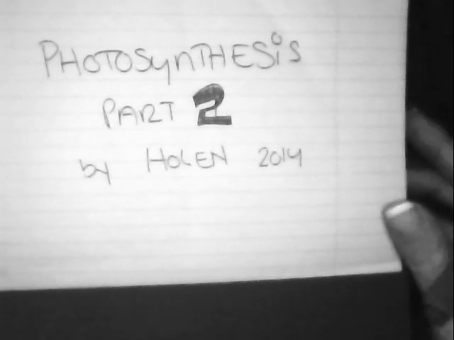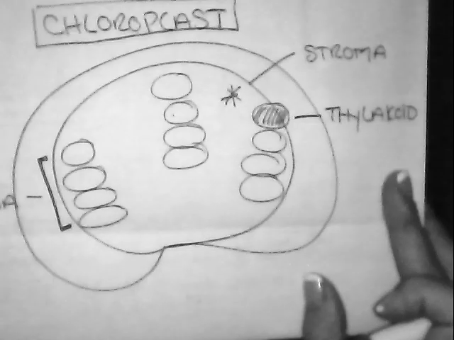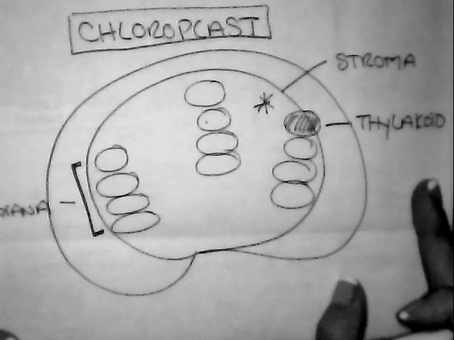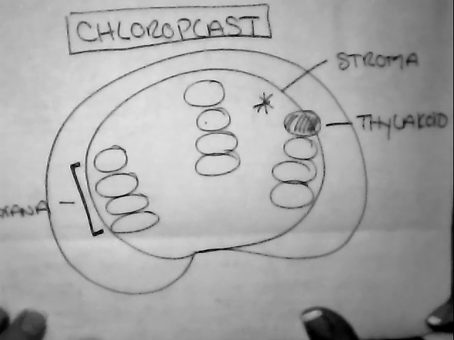Alright, so in photosynthesis part 1, we talked a lot about light. Now let's actually talk about where that light's going to go. So, one more time, we need to actually know our chloroplast like the back of our hands.